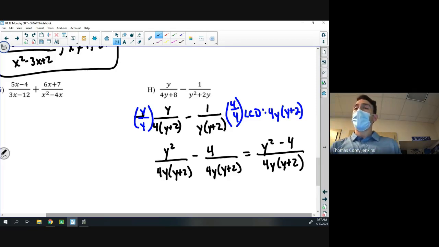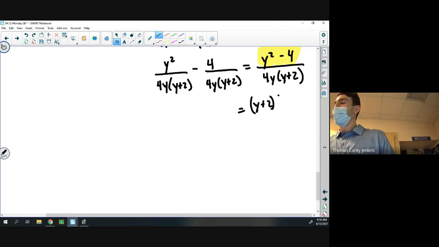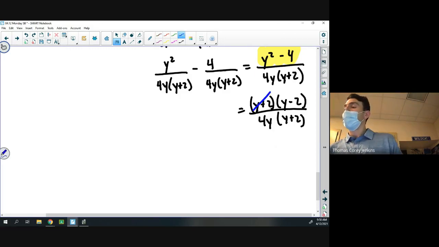So you know, what do we have up top? What do we call that type of binomial? Difference of squares, right? So when we factor it, we see that we are not reduced. So it's going to be y plus 2 times y minus 2, right? And we have that common factor of y plus 2. So we can reduce there. So my best answer, my most reduced answer is just going to be y minus 2 over 4y.